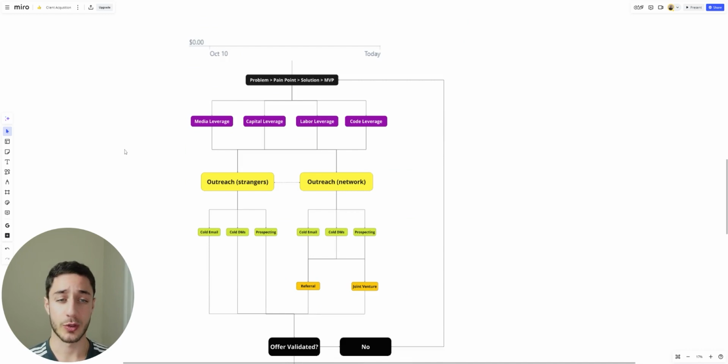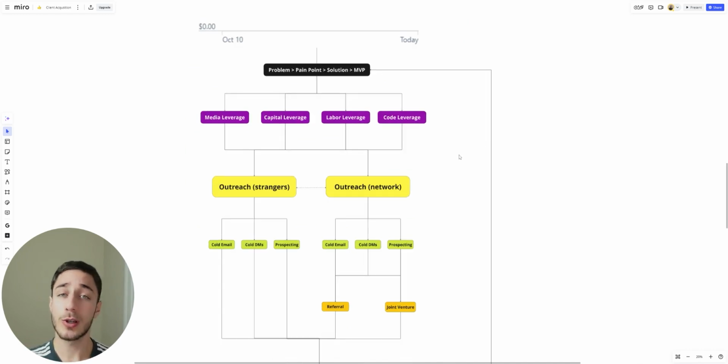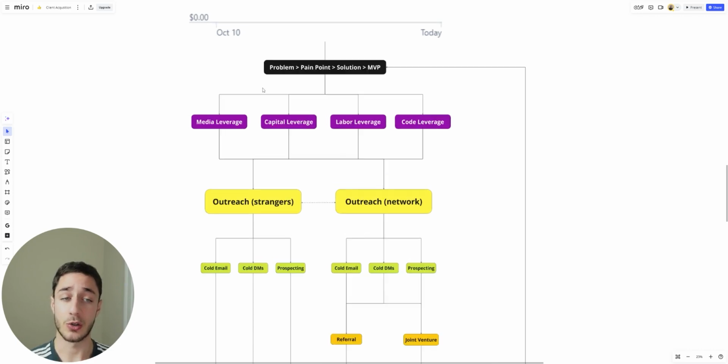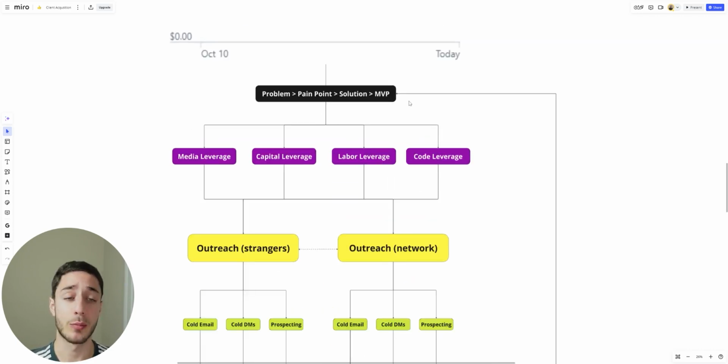So first and foremost, when it comes to actually acquiring clients, I'm going to assume that you've already followed the problem, pain point, solution, and MVP. So you should be at a stage where you have a minimum viable product. You look for a problem. Based on a problem, you found a pain point. Now from the pain point, you create a solution, and then the solution is in a minimum viable product state.